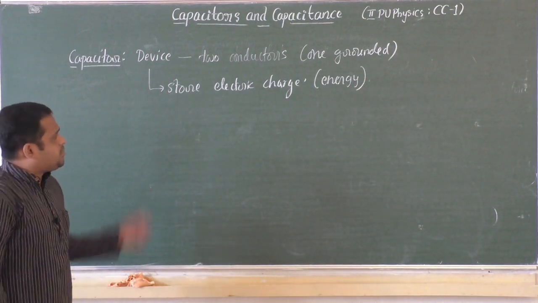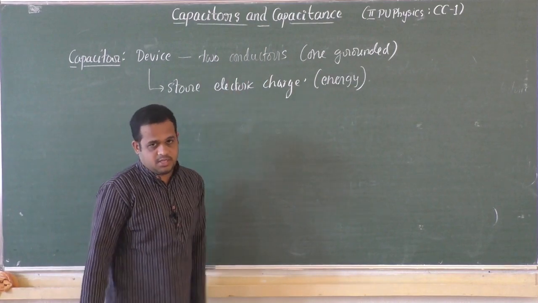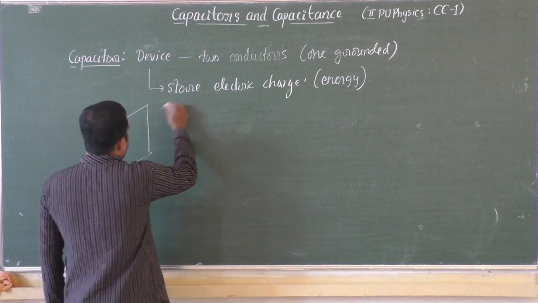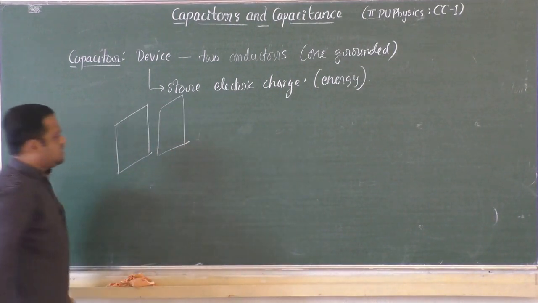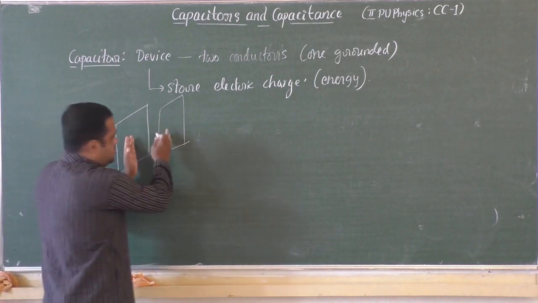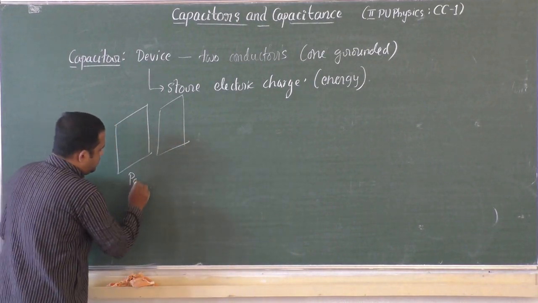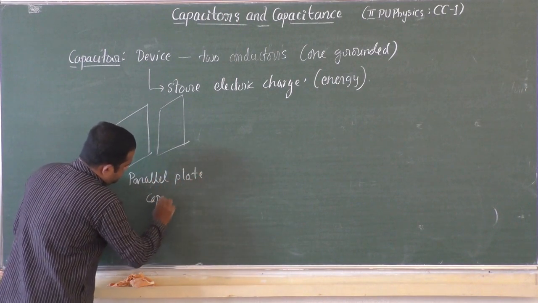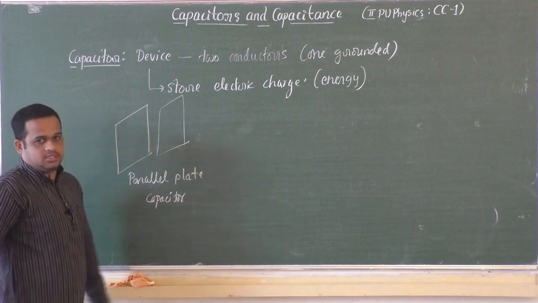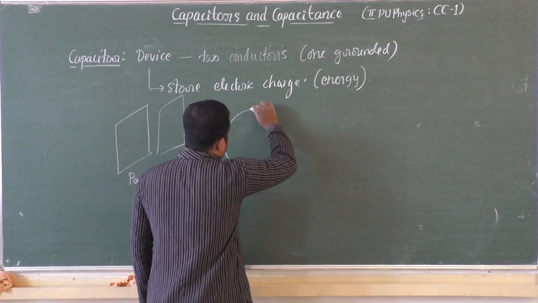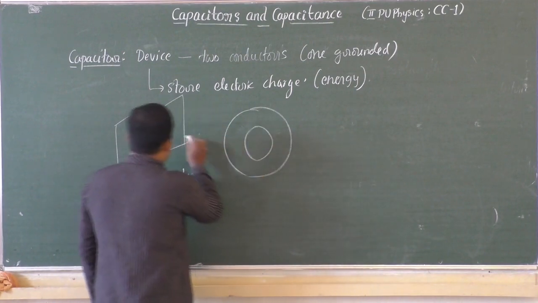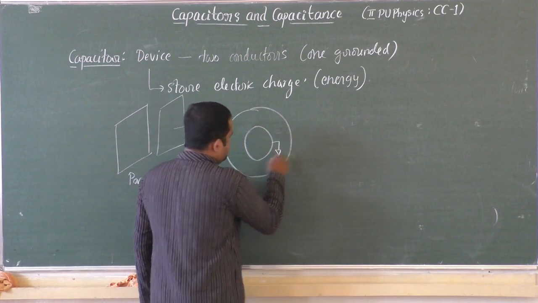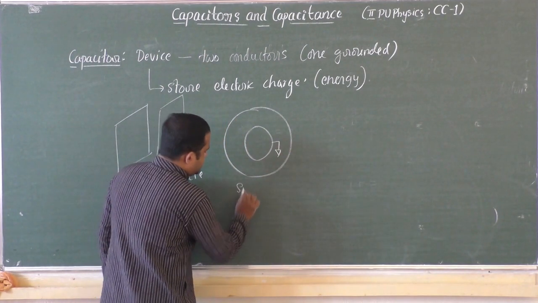In case of a capacitor, two conductors must be there. Two conductors, different possibilities are there. If you use two conductors like this, that is plain conducting plates, then this is called a parallel plate capacitor. Possible parallel plate capacitor. If you use two spherical conductors like this, out of which one is grounded, then it is a spherical capacitor.